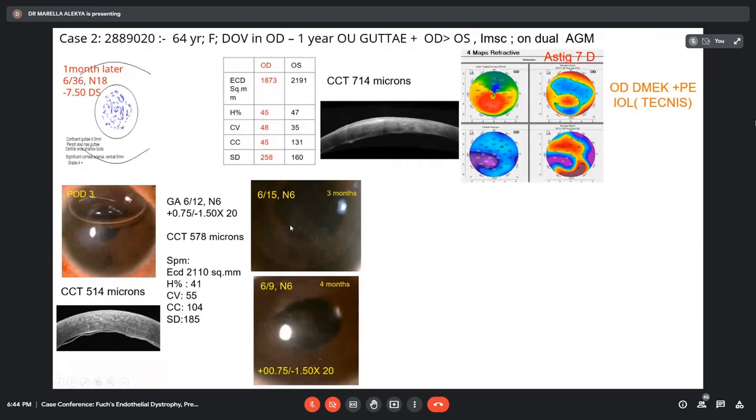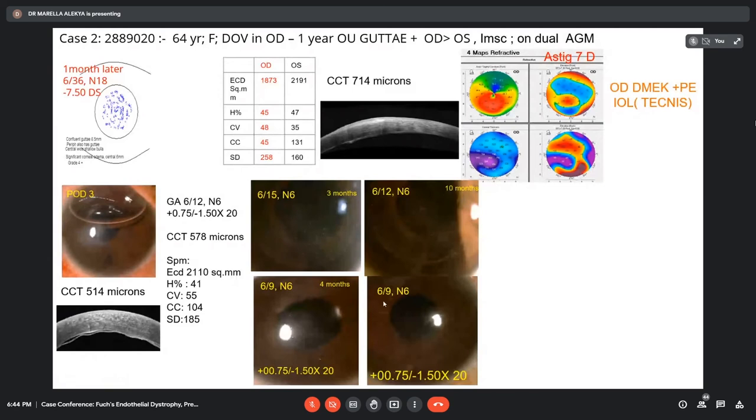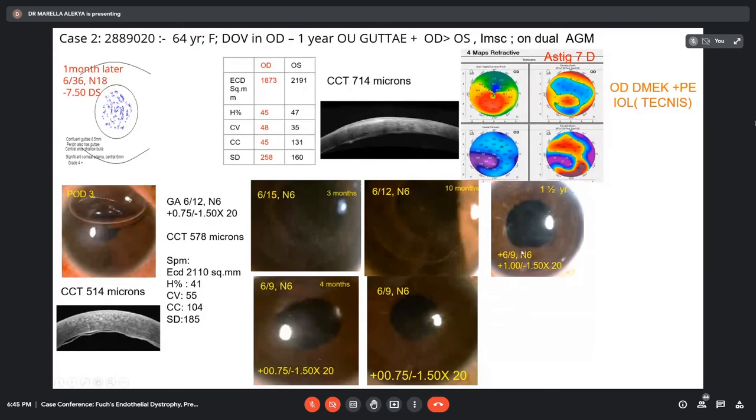After 6 months again vision dropped to 6/12 N6 and again endothelial rejection is noted. We again treated him with steroids, topical and IVMP, and it got cleared. Vision at this visit is 6/9 N6 with minus 1.50 diopter cylinder. After 1.5 years, vision was 6/9 N6 with minus 1.50 cylinder and central corneal thickness is 491 microns. Endothelial cell density is 1306 cells per square mm with 31% hexagonality and CV is 57.